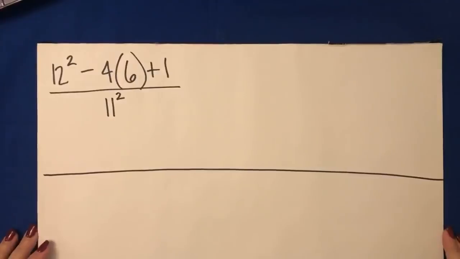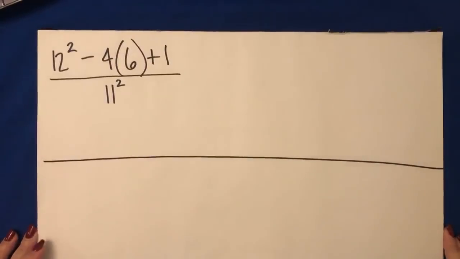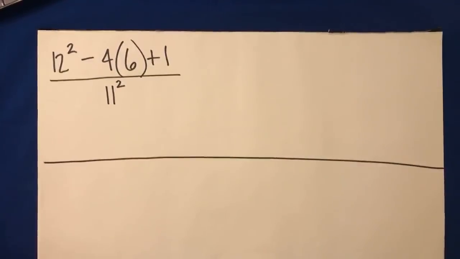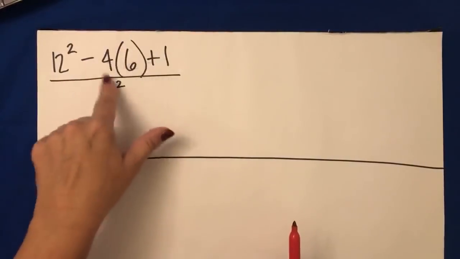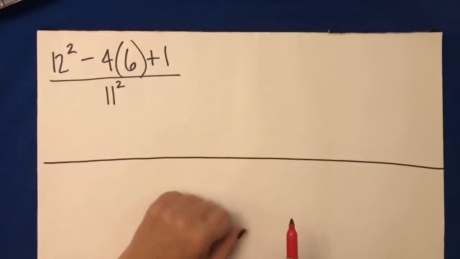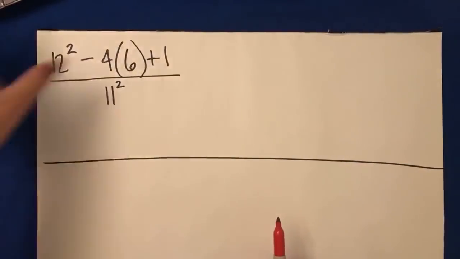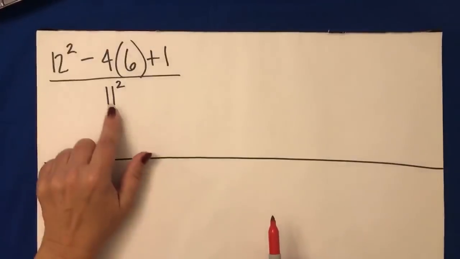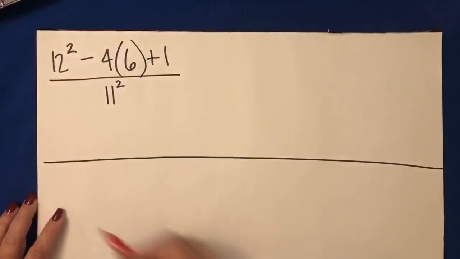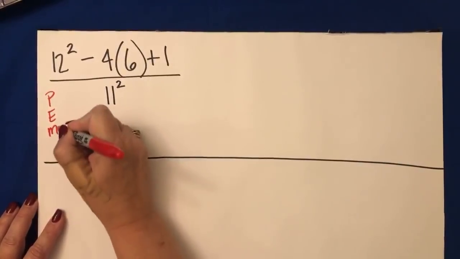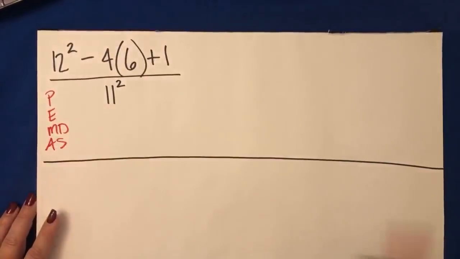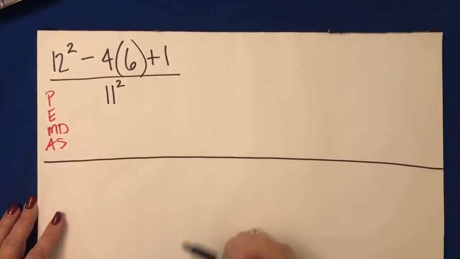I have 3 problems altogether for this video to try together. I am going to start because I already see here's a subtraction symbol. I know parentheses sitting next to a number, that's multiplication. We have addition. And it's all over a power here, 11 squared. So I'm definitely going to add my PEMDAS down here so I can check it off as I move along.